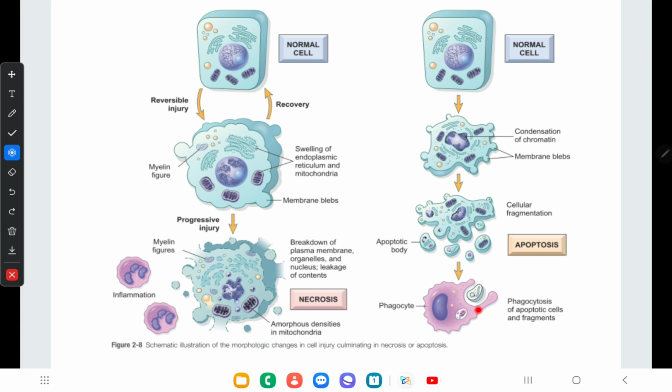Cellular contents in necrosis may leak out of the cell due to enzymatic digestion, but usually in apoptosis, cellular contents are intact. In necrosis, inflammation frequently occurs, but we cannot see inflammatory reaction in apoptosis. Necrosis is always pathological, but apoptosis can be physiological as well as pathological.